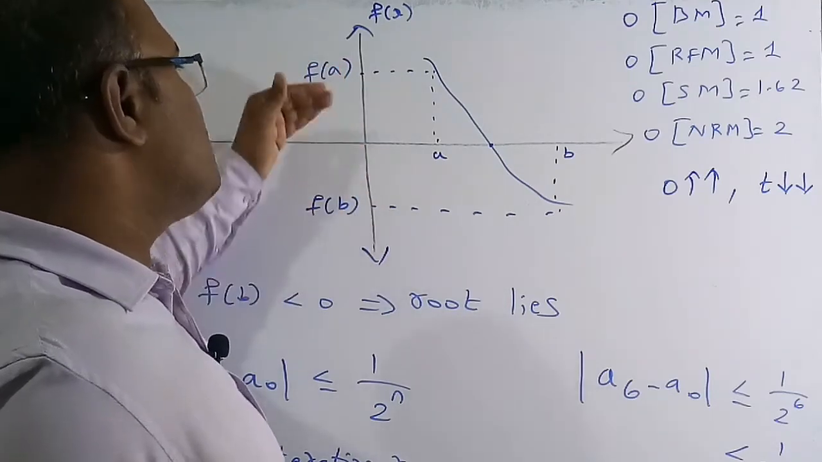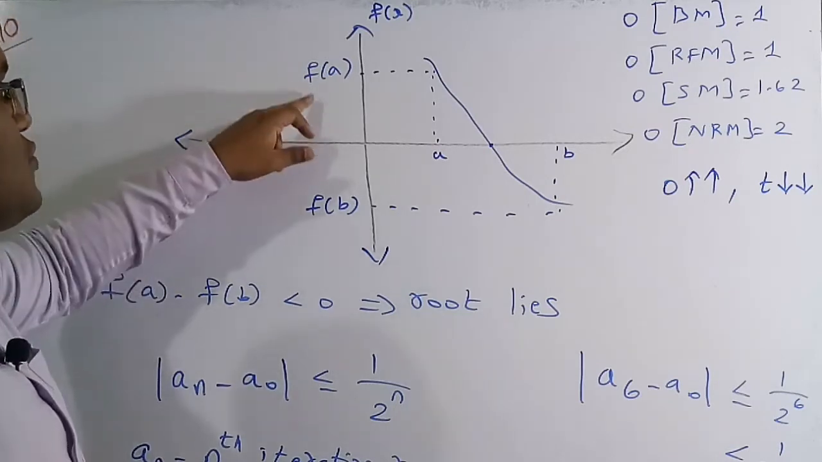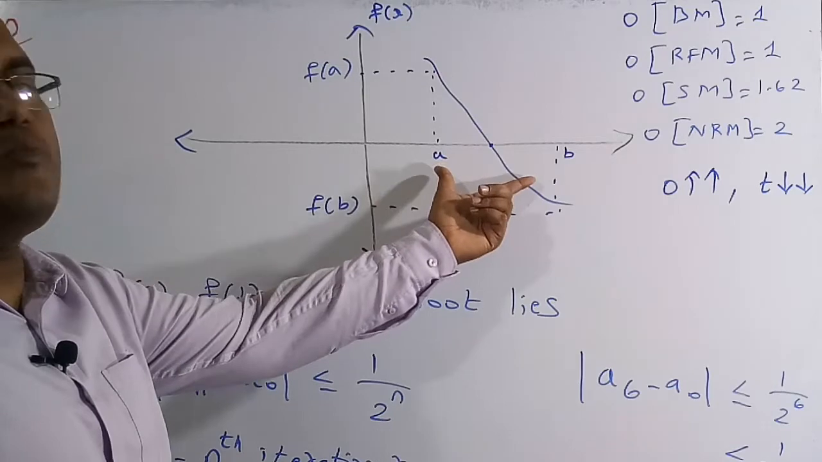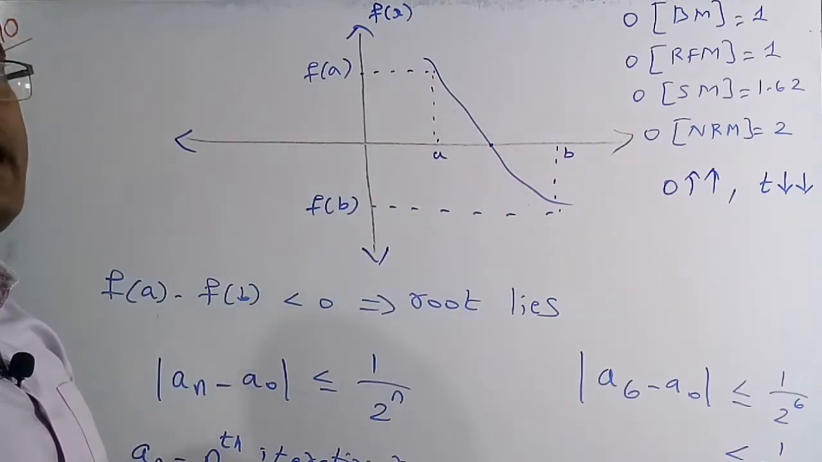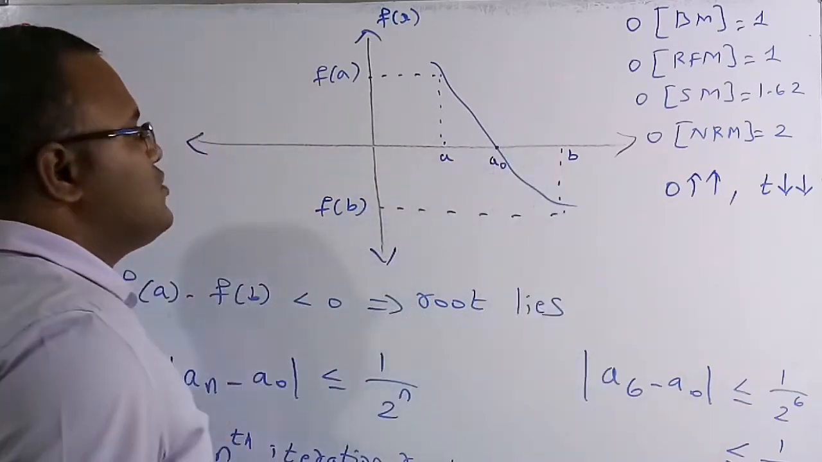So if the product of these two things is a negative value, meaning less than 0, then whenever the product of these two values is negative, the root is definitely going to lie between these 2 points. Let me assume the root is a0. a0 is the exact root of this equation.